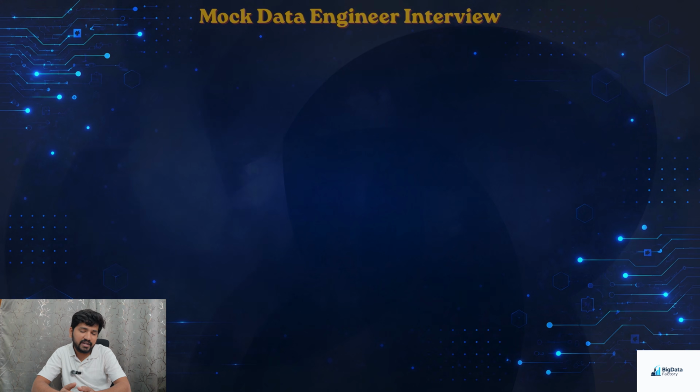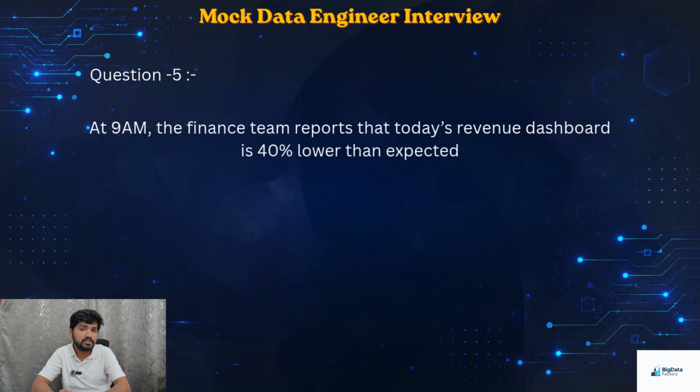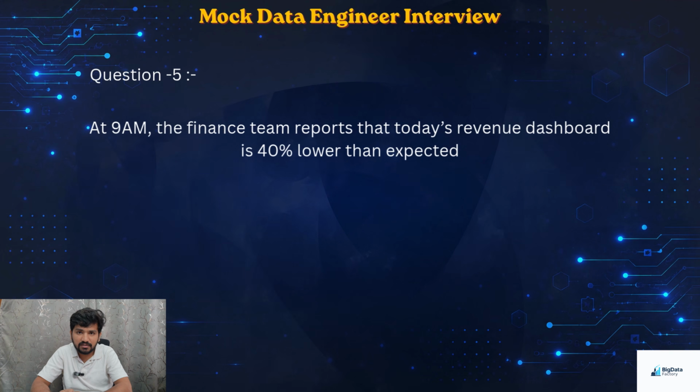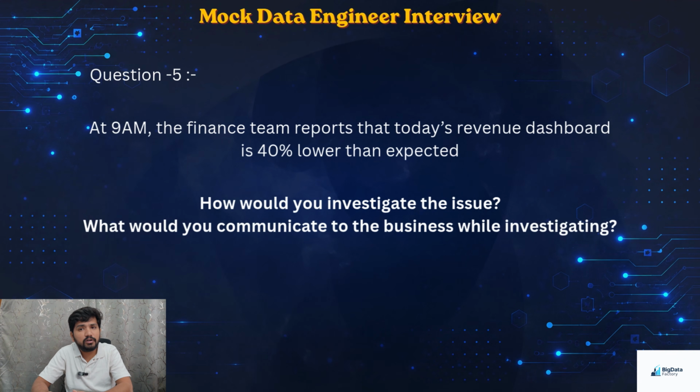We now reach the final question. This one does not test whether you remember a function. It tests whether you can remain structured when the business is reporting a serious problem. Question 5. At 9 am, the finance team reports that today's revenue dashboard is 40% lower than expected. You check the scheduler. Every pipeline shows successful. There are no failed tasks. So the question is, how would you investigate this issue? And what would you communicate to the business while you are investigating? Pause here and structure your response.